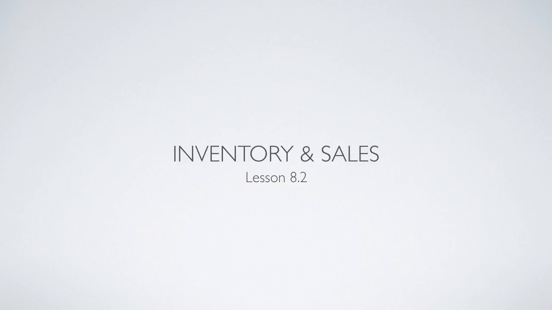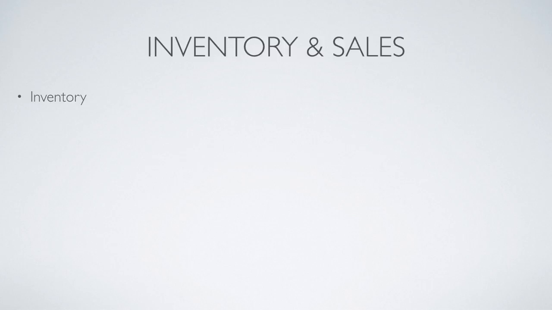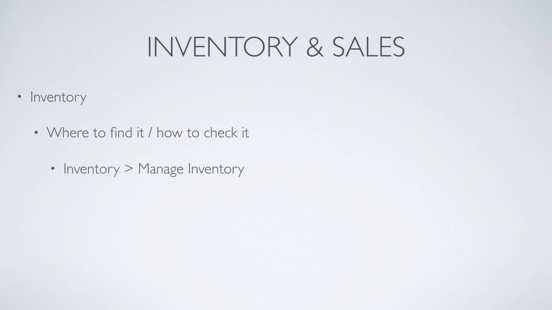In this lesson, we'll be discussing two things, inventory and sales. So with regards to inventory, how do we find it or how can we check it? Well, first you go to the inventory tab and then you go to the drop-down manage inventory. And that's how you basically see your inventory number, how much inventory you have on hand or at the FBA warehouse at any given moment or any given time.